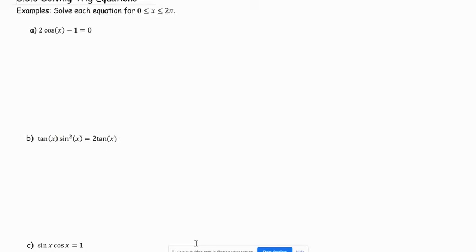This video provides some examples on how to solve trig equations using some of the identities that we've previously learned. So we already know identities like the Pythagorean identities, cosine squared theta plus sine squared theta equals 1. Now we've got our double and half angle identities like sine of 2 theta is equal to 2 sine theta cosine theta. That's one of our double angle identities.